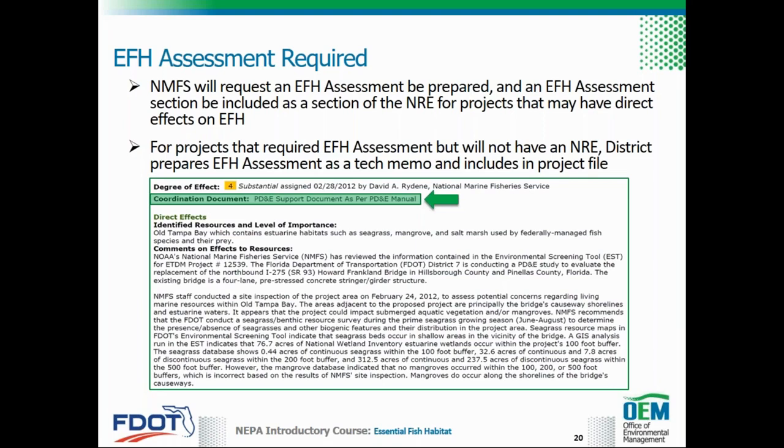The EFH assessment should be included as a section of the Natural Resources Evaluation, or NRE, and summarized in the environmental document for projects that may have direct effects on EFH. See OEM's NRE outline and guidance document for additional guidance on preparing the NRE. A link to this guidance document has been included in the resources page of this CBT. For projects that require an EFH assessment but will not have a Natural Resources Evaluation, the district will prepare an EFH assessment as a tech memo and include it in the project file.